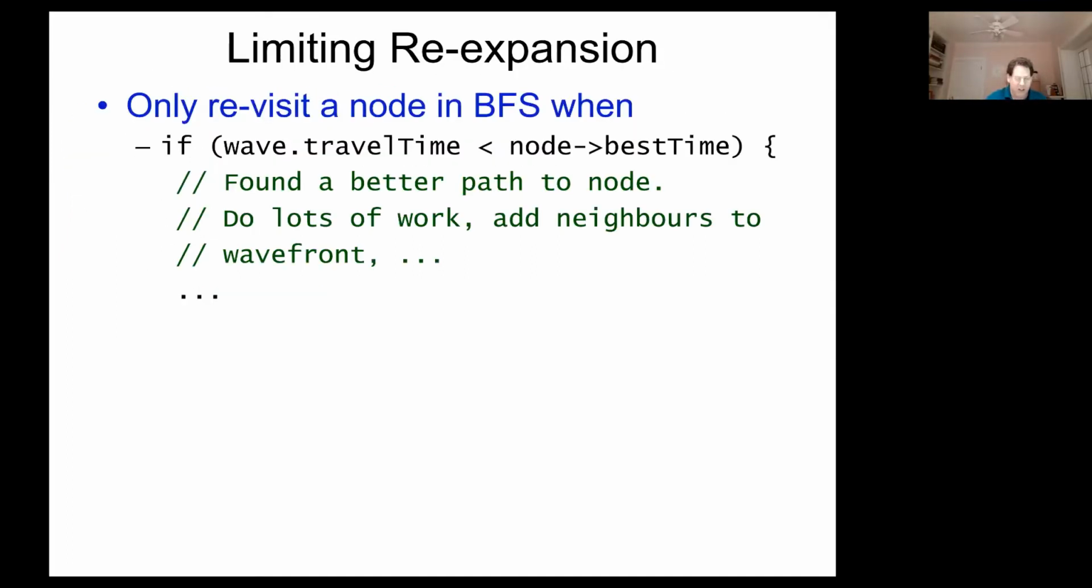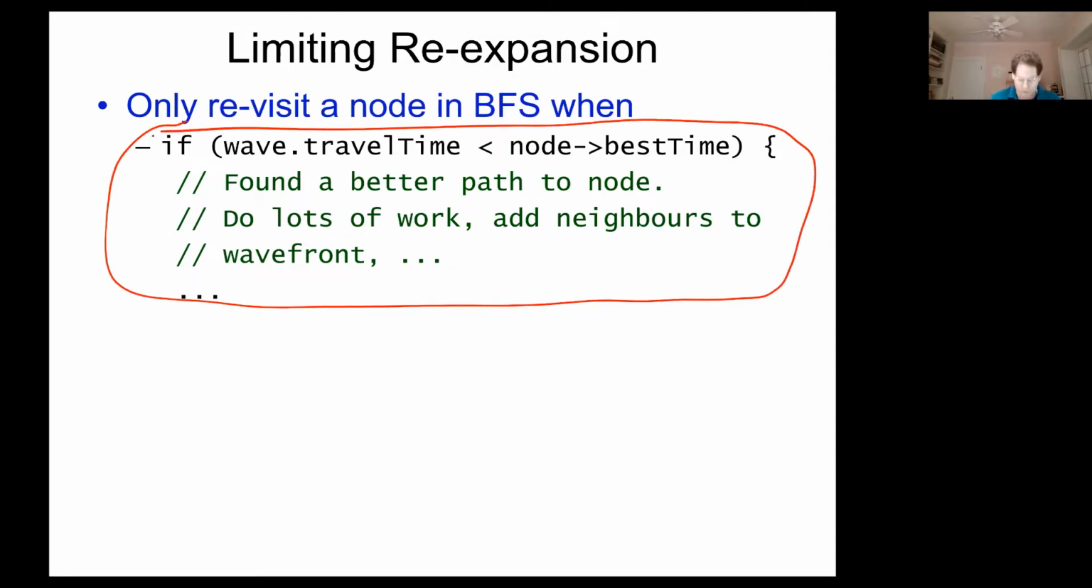That's a good question. Okay, so we've got an algorithm now that will find us optimal travel paths, but it does a lot of wasted work. It does this re-expansion where it can put things in the wavefront over and over again. So this if statement is what is finding us optimal paths, but it's costing us a lot of CPU.